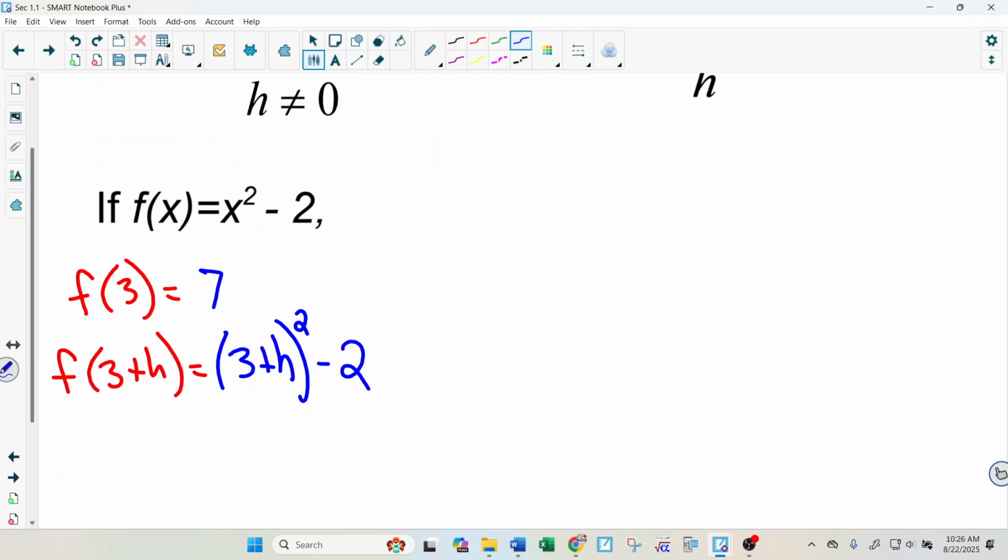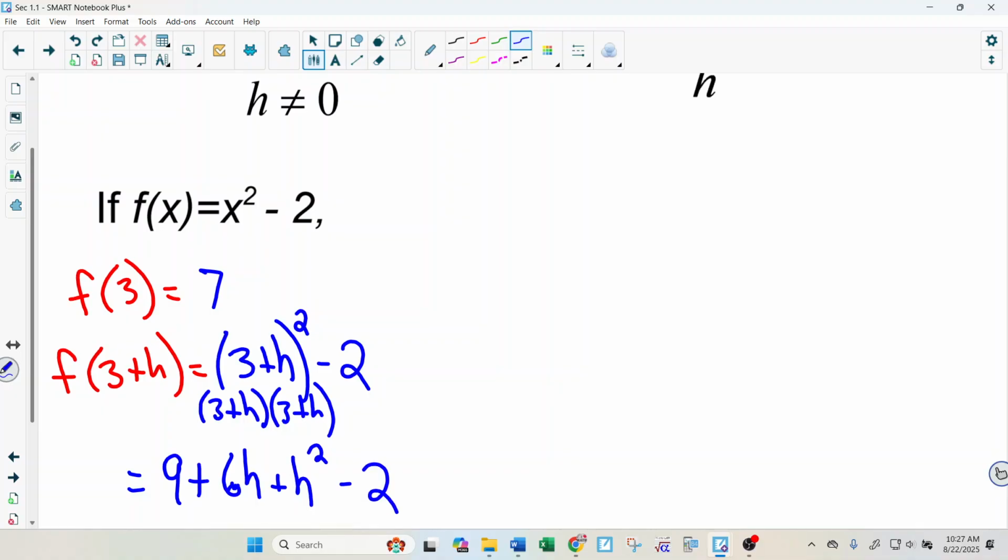One tip I can give you when you're doing these kind of algebra problems that have a lot of stuff to keep track of is to come over here and simplify this first instead of putting it into the big problem. So as we talked about back on Tuesday, 3 plus h would have to be 3 plus h, 3 plus h, and I'd have to FOIL: first, outside, inside, last, which would give me 9 plus 6h plus h squared. Then I would have minus 2.